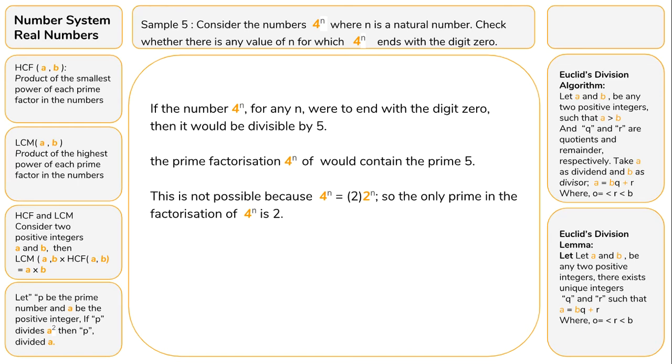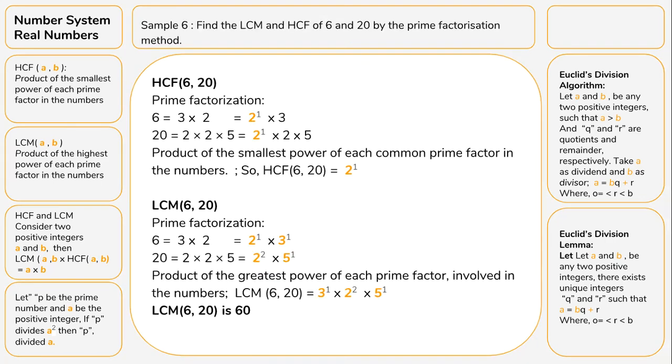Sample 6. Find the LCM and HCF of 6 and 20 by the prime factorization method. By prime factorization, 6 equals 3 times 2, 20 equals 2 times 2 times 5. HCF of 6 and 20 equals 2. LCM of 6 and 20 equals 3 times 2 times 2 times 5 equals 60.